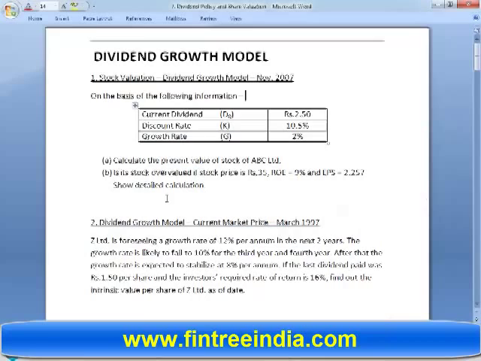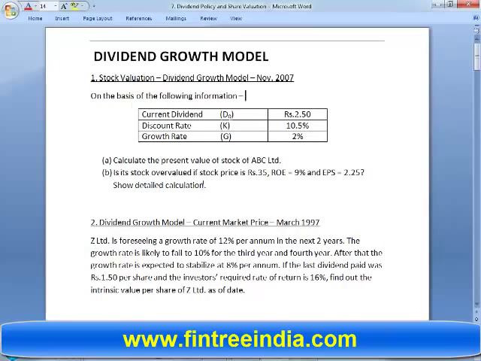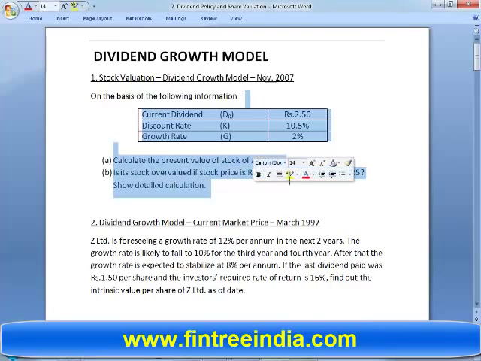Okay. Now the second part is: is its stock overvalued if stock price is 35, ROE is 9%, EPS is 2.25, show detailed calculation. Okay, now this question can be solved in two parts. So say B, and then say first subpart of B, so you can say italic 1, comparison by calculation of book value per share.